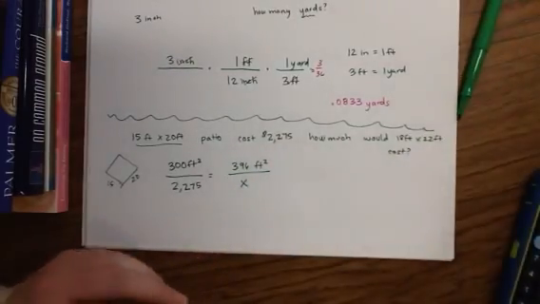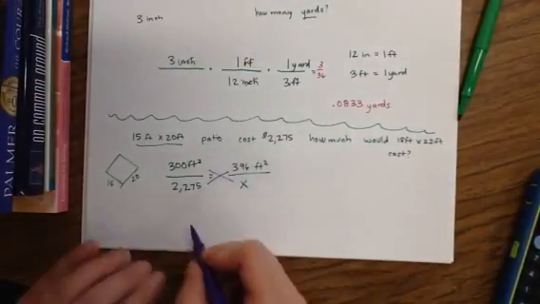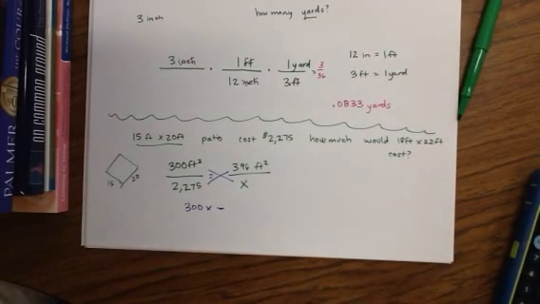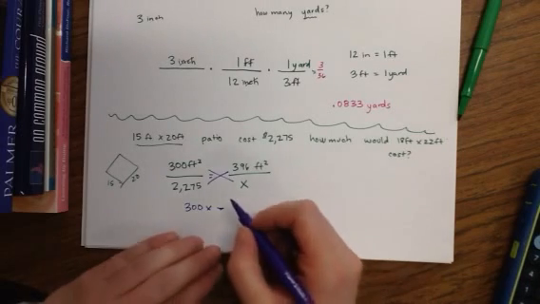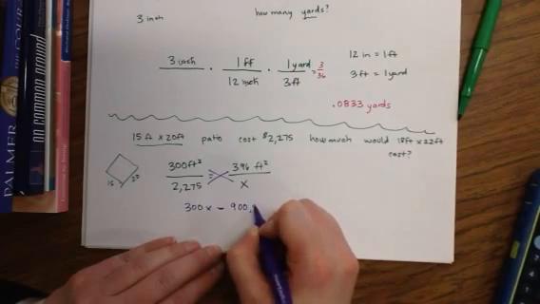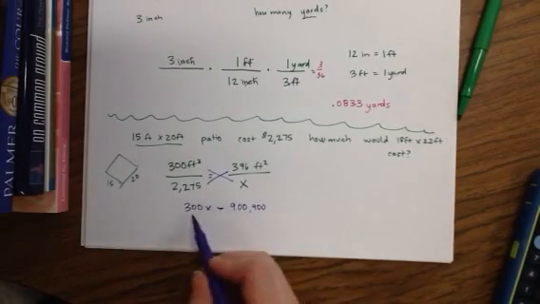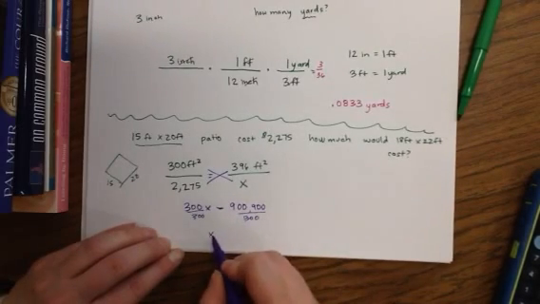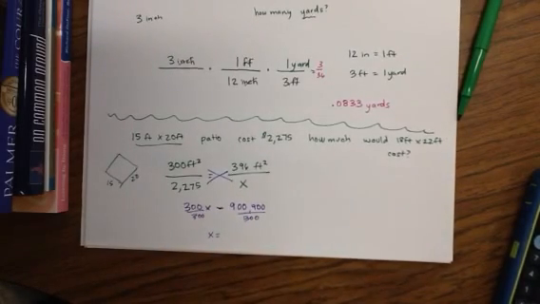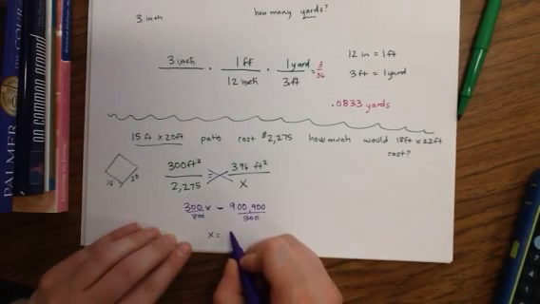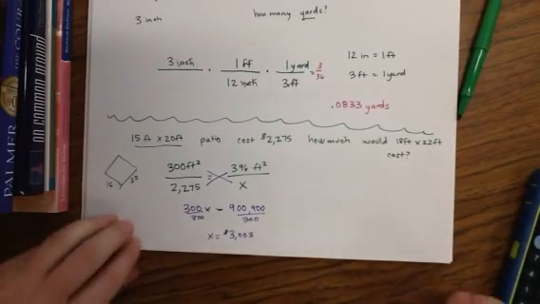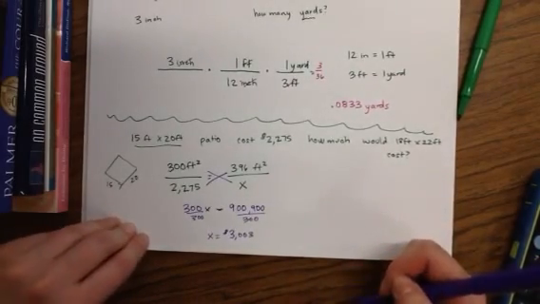over x. Now I'm going to go on ahead and cross multiply. So I'm going to get 300x equals this 2275 times 396. And I get this ginormous number. And then I divide to get my x alone. So that's going to cost $3,003.